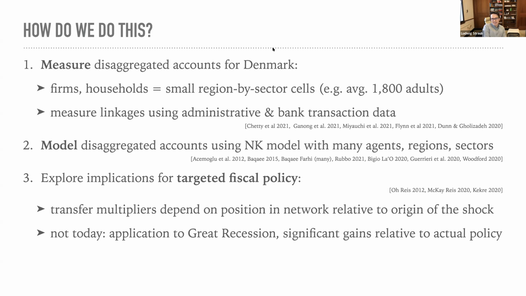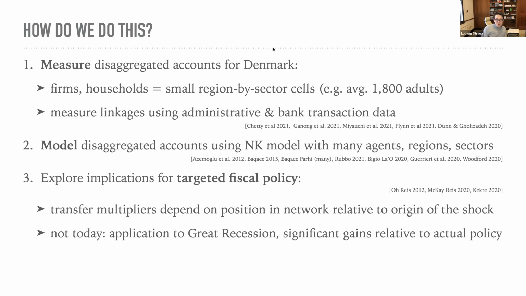And we're going to find, and this is our headline result here, that in our model, transfer multipliers depend on the relative position of the household that receives the transfer to where the origin of the shock happened. So if you're closer to where the shock hits in the economy, in the network sense, then the transfer multiplier is going to be greater. There's also forces there that echo exactly Christina's findings. I'm going to point them out as we go through the results.